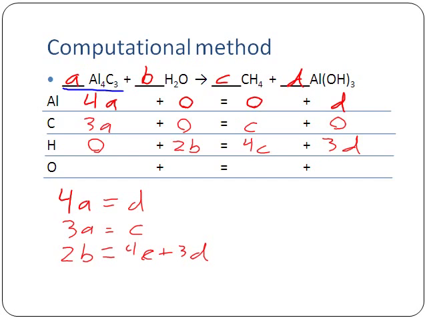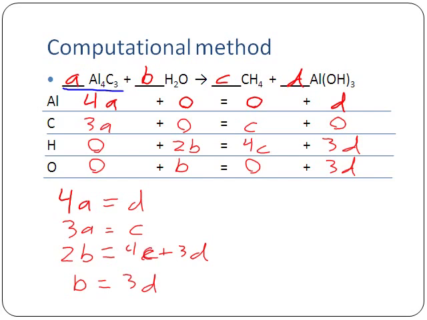Now my last equation, I have no oxygens in the first term. In the second term, I just have B oxygens. In the third term, I have no oxygens. And in the fourth term, I have a total of 3D oxygens. So to work this out, I say that B is equal to 3D is my last one.